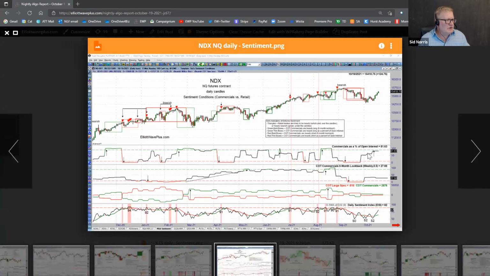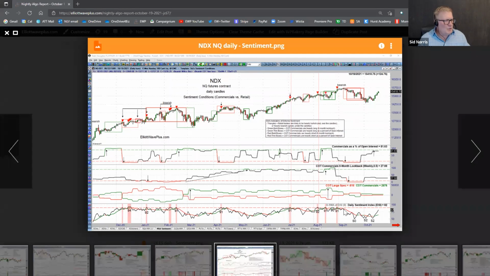The sentiment screenshot shows you some of the sentiment information I've been showing: where the commercials are positioned, how the large specs are positioned, and very importantly, what the daily sentiment index reading is. And you can see retail traders are generally trend followers as well. They've been following this to the upside, getting longer, and currently 82% of traders are bullish on NASDAQ.